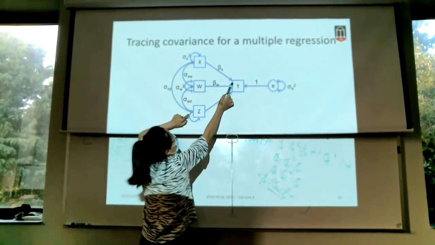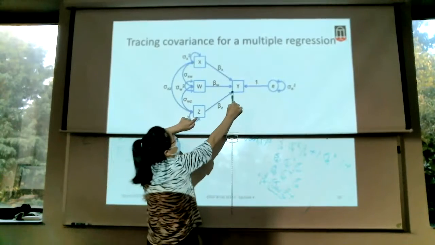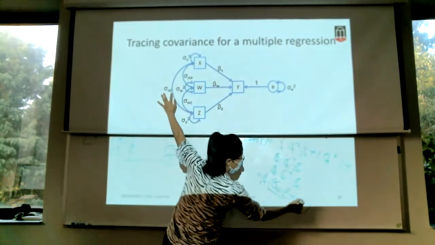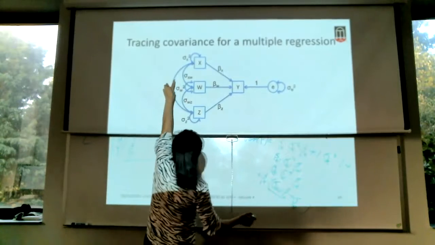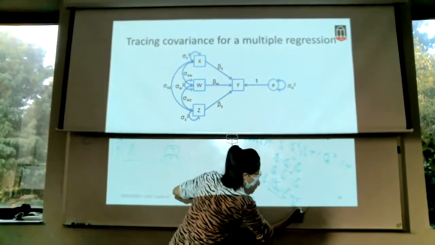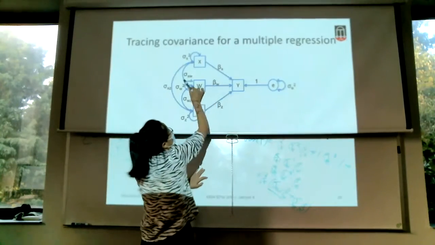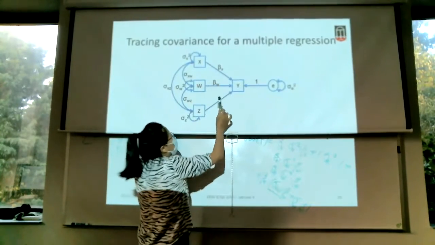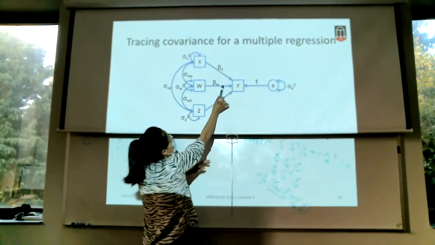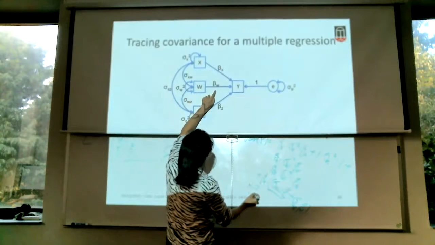Actually, we can also use this way. Starting from beta X, go this path to Z, and then stop at Y. In this case, we use the covariance between X and Z, and use beta Z. Yeah, that's the covariance part. And then we can also use this path, which goes to beta W.